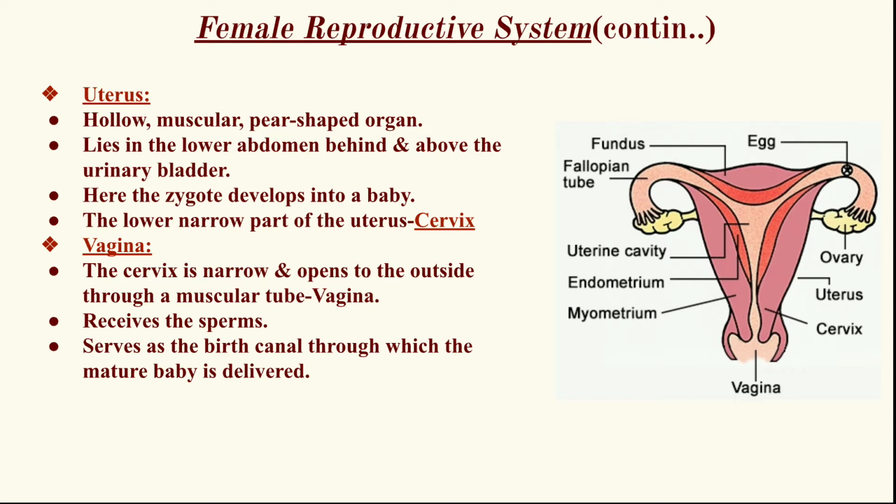Now the uterus has 3 layers. Here it is showing 2 layers, myometrium and endometrium. Below the endometrium there is a cavity known as the uterine cavity, where the baby develops.